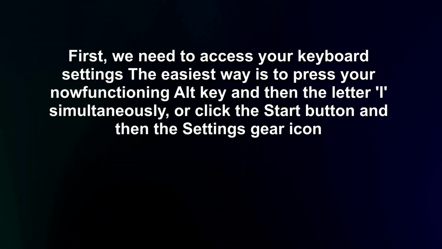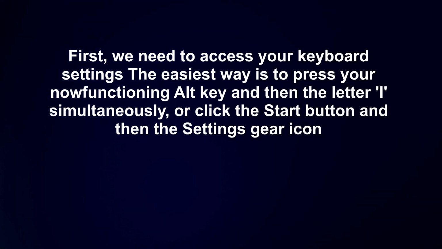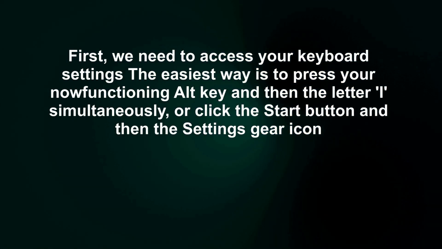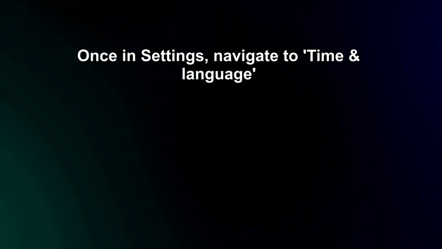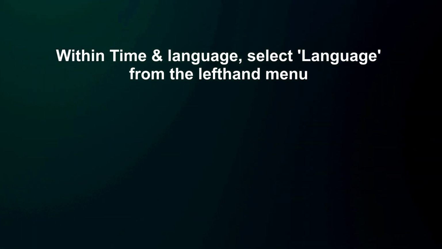First, we need to access your keyboard settings. The easiest way is to press your now functioning Alt key and then the letter I simultaneously, or click the Start button and then the Settings gear icon. Once in Settings, navigate to Time and Language. Within Time and Language, select Language from the left-hand menu.